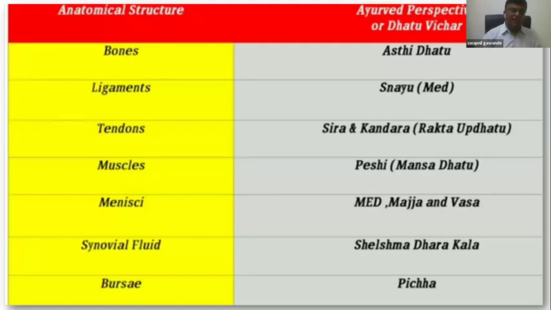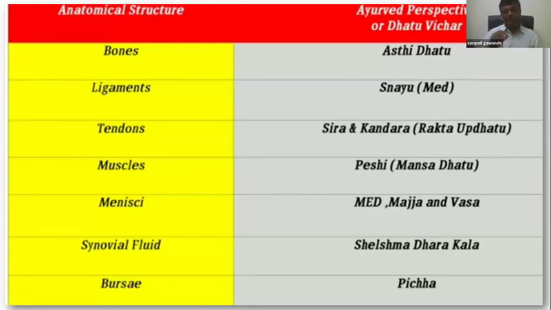So as I have said in the ankle sprain case, the patient was having Kandaragat Vat, or the ankle sprain. So we have done the Rakta Mokshana there. Muscles, obviously the Peshi, the Mansa dhatu. The meniscus is the collaboration of Meda, Majja and Vasa. The synovial fluid in the synovial joints, like in the facet joints and the knee joint, there is a Shleshma Dhara Kala. We can say that it is Shleshma or Shleshma Dhara Kala, and Bursa can be compared with the Picha.